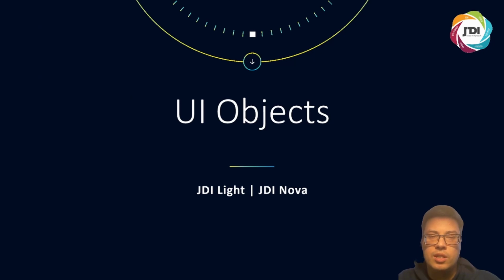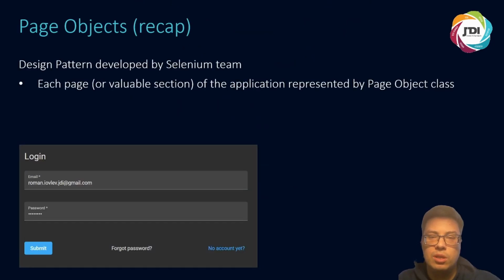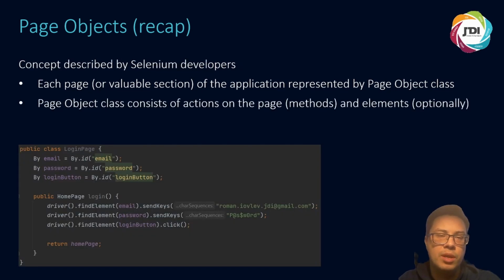UI Object is a design pattern that extends page objects capabilities. So first, we should recap what page object is about. Page object is a design pattern developed by the Selenium team, where each page of the application is represented by a page object class. For example, we have a standard login form, and the page object for it in Java will look like this. We have a page object class, LoginPage, we have some methods on this page, for example, login to this page, and we have some elements.